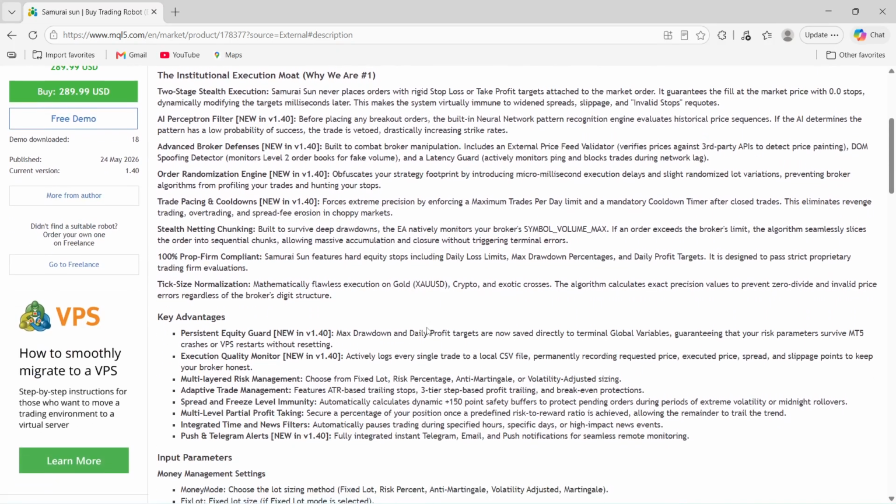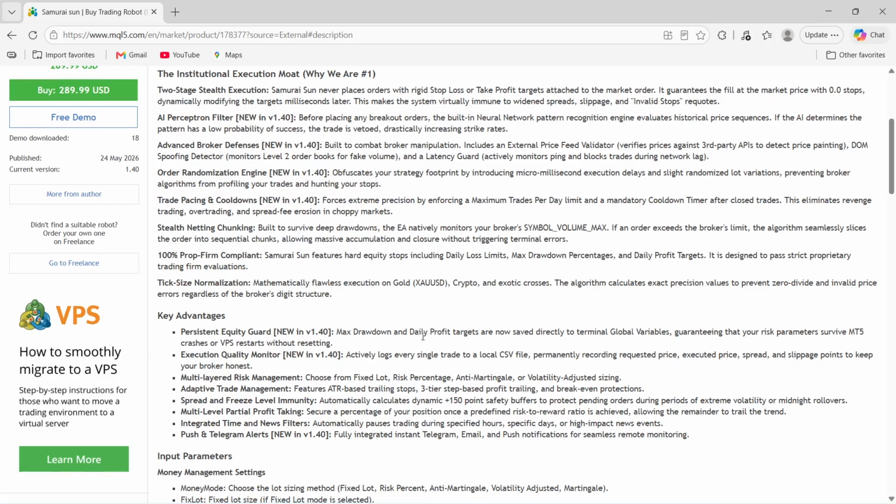Alright, overall, the Samurai Sun EA stands out as a sophisticated protection focused system with institutional features. It has strong potential for disciplined traders but requires proper setup and understanding. Definitely worth testing if it fits the profile.